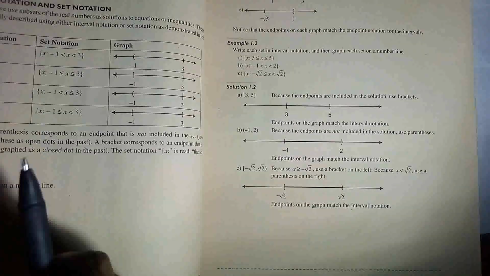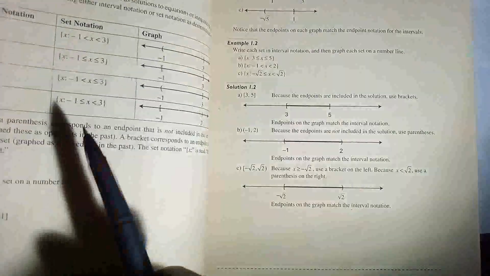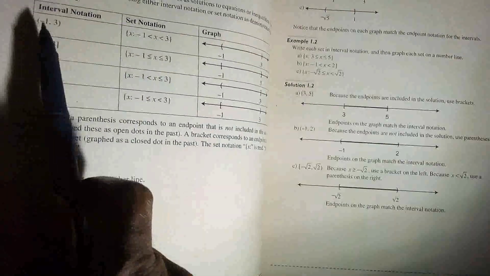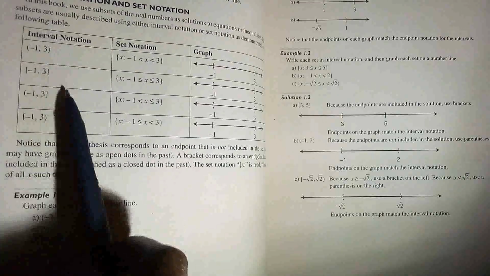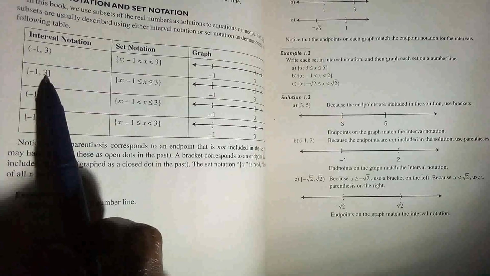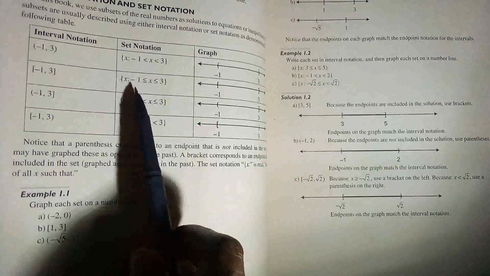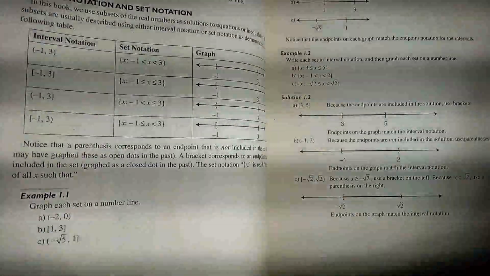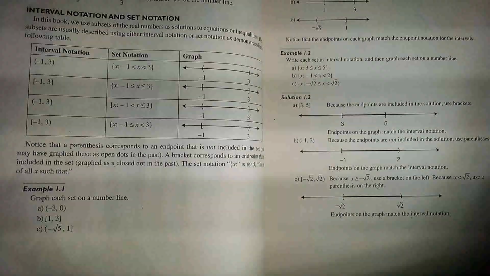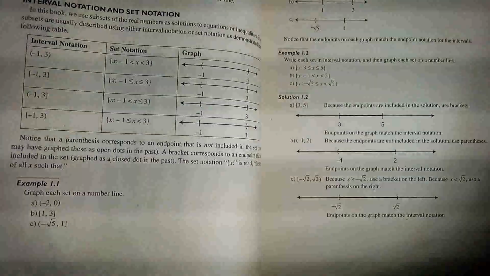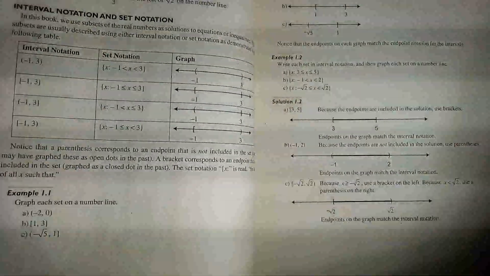If you check the next one, you will see they use square brackets. This is the interval notation, and when you see a square bracket, it means that the extreme numbers are included. The extreme numbers are perfectly included. That's what it means.